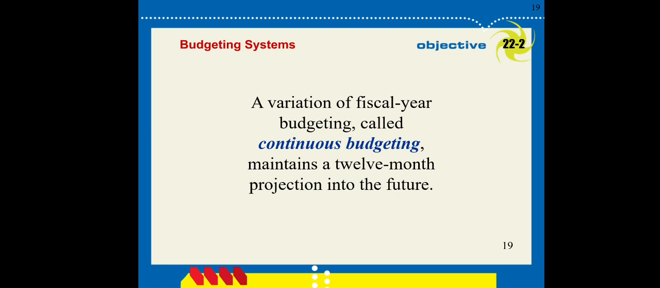One budgeting system, a variation in fiscal year budgeting called continuous budgeting, maintains a 12 month projection into the future. So, okay, first you have to know that there is a budget called continuous budgeting. Continuous budgeting is a budget that is maintained by a business at every time, and the budget is a 12-month budget. Okay, see here.